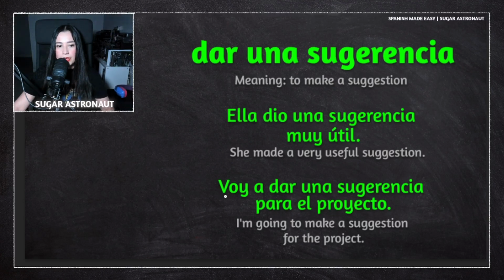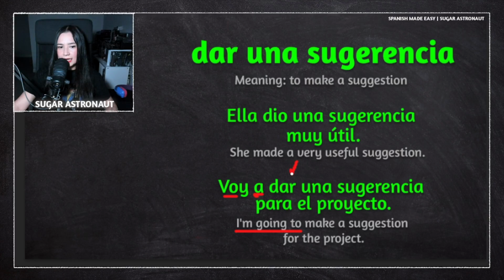Voy, yo voy, and let's include a. That phrase, voy a, you don't need yo. Voy a means I'm going to do something. Voy a la tienda. I'm going to the store. Voy a comer. I'm going to eat. Voy a trabajar. I'm going to work. So this phrase voy a works perfectly if you want to say I'm going to do something.